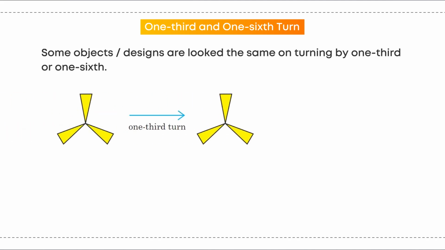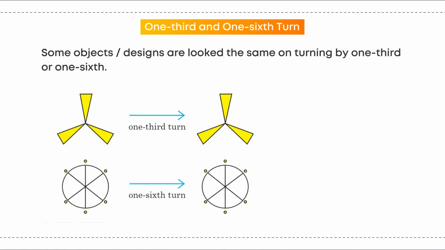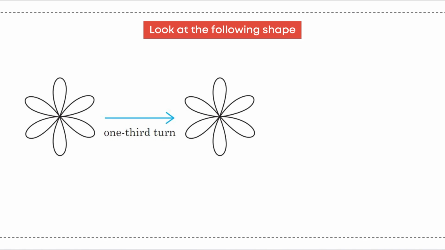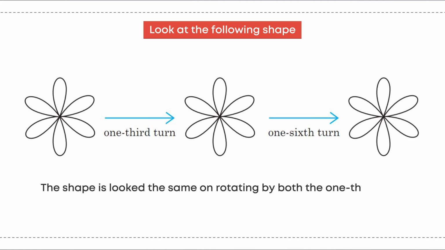One-third turn. One-sixth. Look at the following shape. One-third turn. One-sixth turn. The shape looks the same on rotating by both the one-third and one-sixth turn.